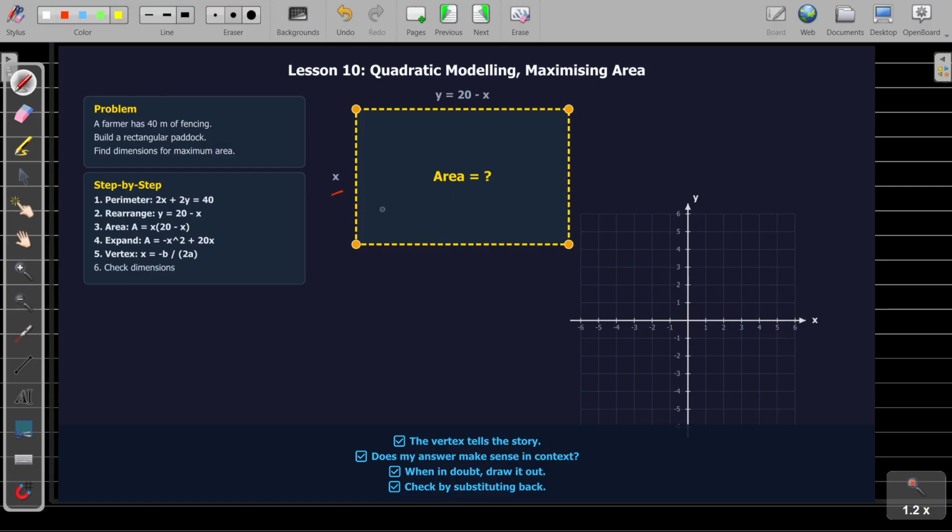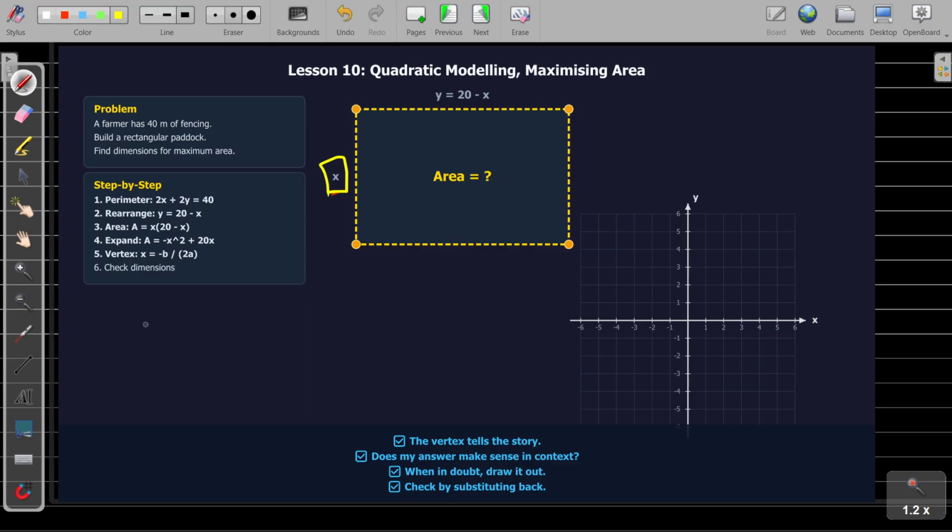Now I'm going to draw a fence around this, and I'm going to read the problem itself. A farmer has 40 meters of fencing, and we need to build a rectangular paddock. What we also need to do is find the dimensions for the maximum area. The question is, what dimensions should she use to maximize this enclosed area? What it's asking is to find these numbers, so that when they multiply together, how do we find the maximum amount of area?